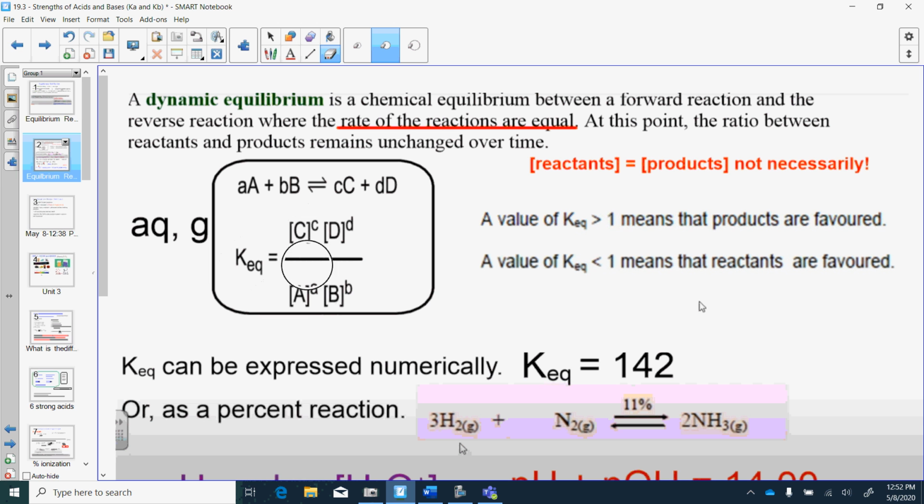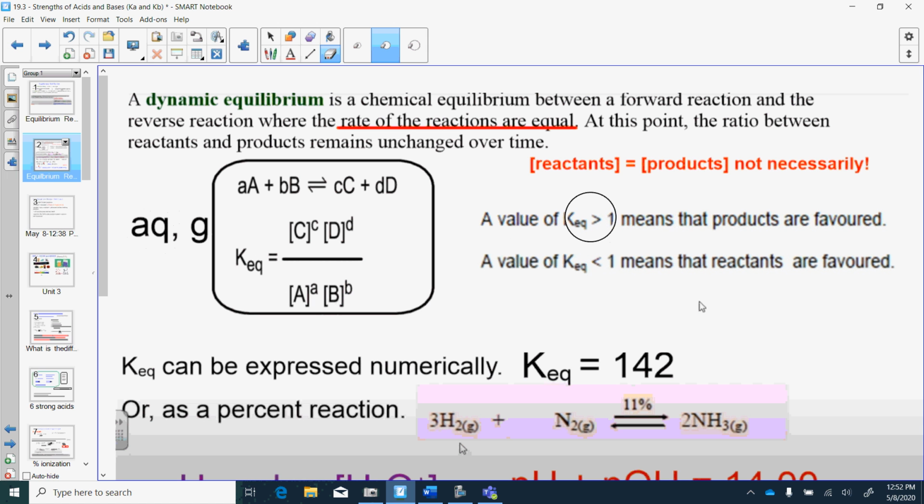So products on the top, reactants on the bottom. You can see your coefficients become exponents. I put this here to remind you, it's always just your aqueous compounds and your gaseous compounds. It's not solid or liquid again. Solid and liquid particles do not affect the equilibrium.